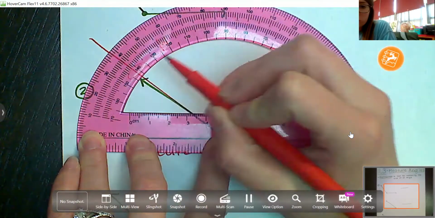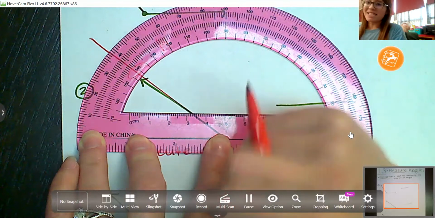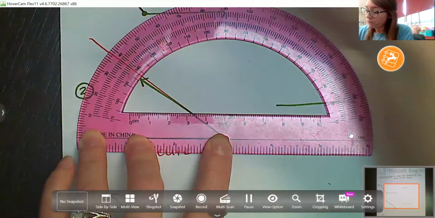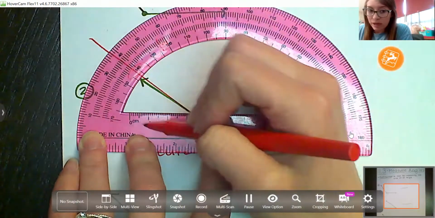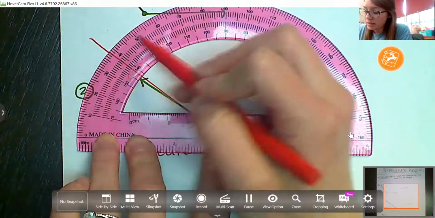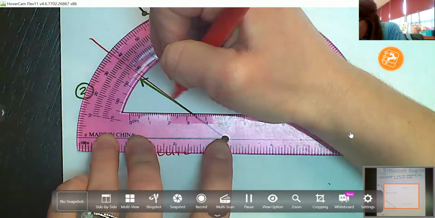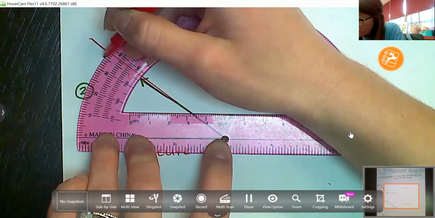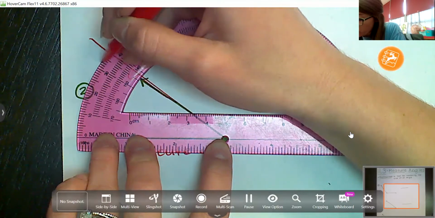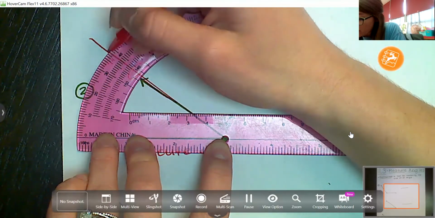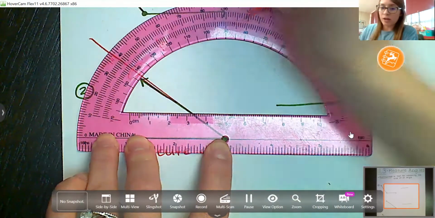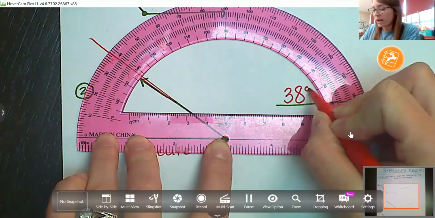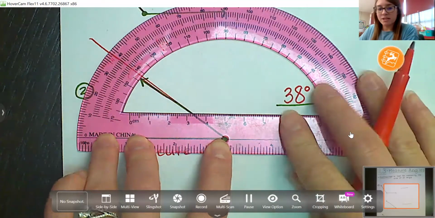So now I've got two numbers here. Am I going to use these inside numbers where it says that's 140 degrees? Definitely not, okay? Definitely not going to use that set of numbers. So I know that because it's opening up to the right, I'm going to be using this outside set of numbers. So when I come here and I take my line that I've drawn up, we've got 30, 31, 32, 33, 34, 35, 36, 37, 38 degrees is where it matches up. So this is a 38-degree angle.